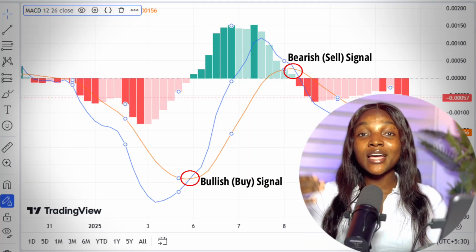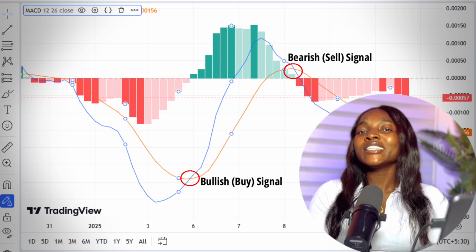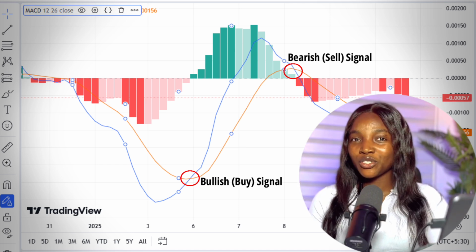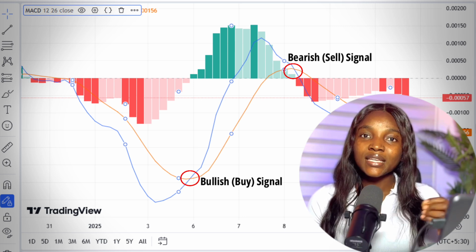Now, in theory, the MACD indicator seems very simple to understand, read, and use. But in practical, it may not be the same. In practical, the MACD indicator requires some skill to properly use. Because I could just say, buy when the MACD indicator crosses above the signal line. That's when there's a bullish crossover. And sell when the MACD indicator crosses below the signal line. That's a bearish crossover. But in practice, that may not always be the case.